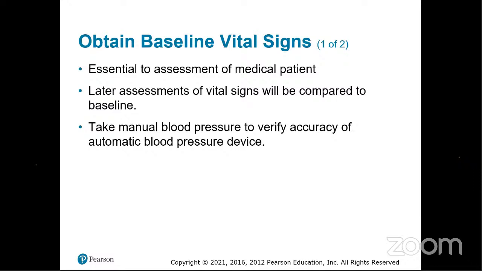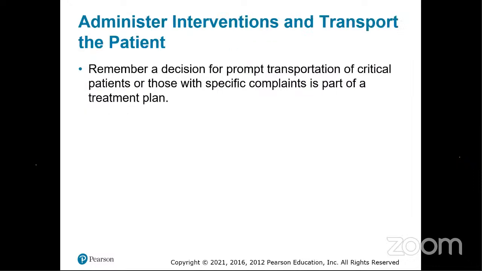Take a manual blood pressure to verify the accuracy of the automatic blood pressure device, especially on the older ones. Or for us at the mine, the bumpy roads and stuff like that can really mess with those automated ones too. We're going to hit you guys on this one too when we start doing the hands-on. On whether they're an immediate transport or delayed. So critical patients are always a rapid transport or prompt transport, especially if they're complaining of anything to do with your ABCs.